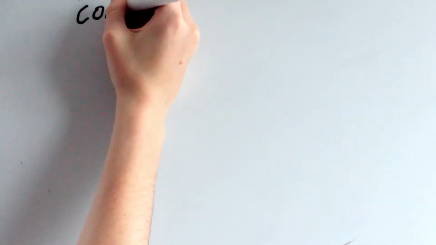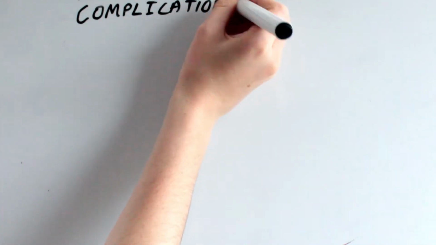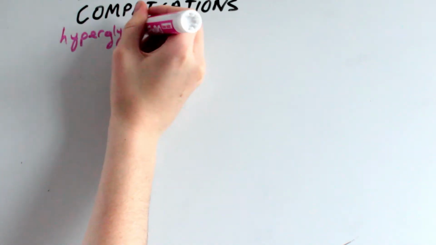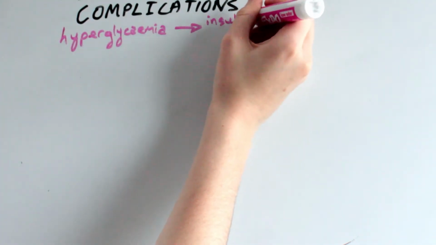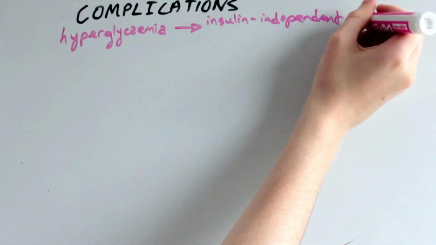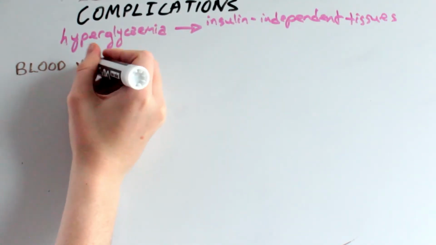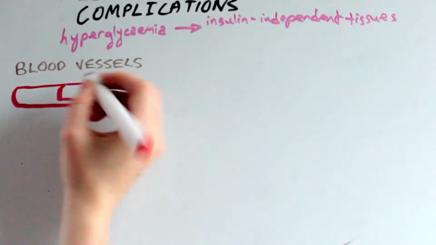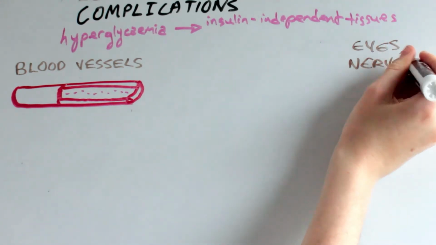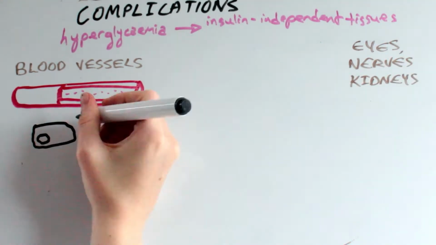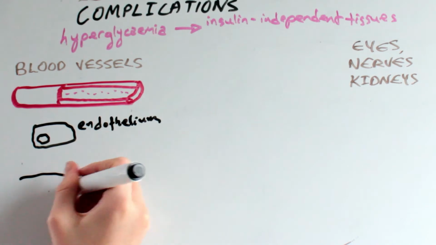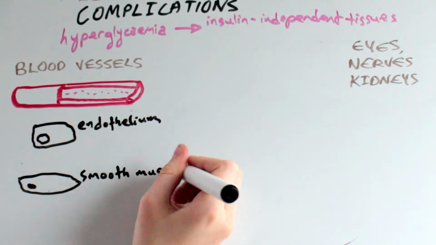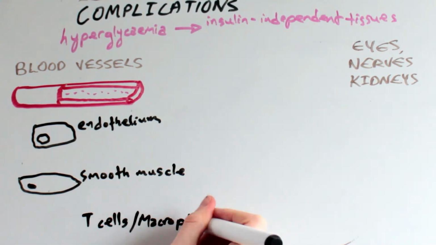Let's look at the possible complications of this disease. These occur particularly in undiagnosed or poorly controlled diabetes due to the effects of hyperglycemia on insulin-independent tissues, which mainly include blood vessels and the eyes, nerves, and kidneys. Blood vessels are affected in the endothelium and smooth muscle cells, as well as T cells and macrophages.